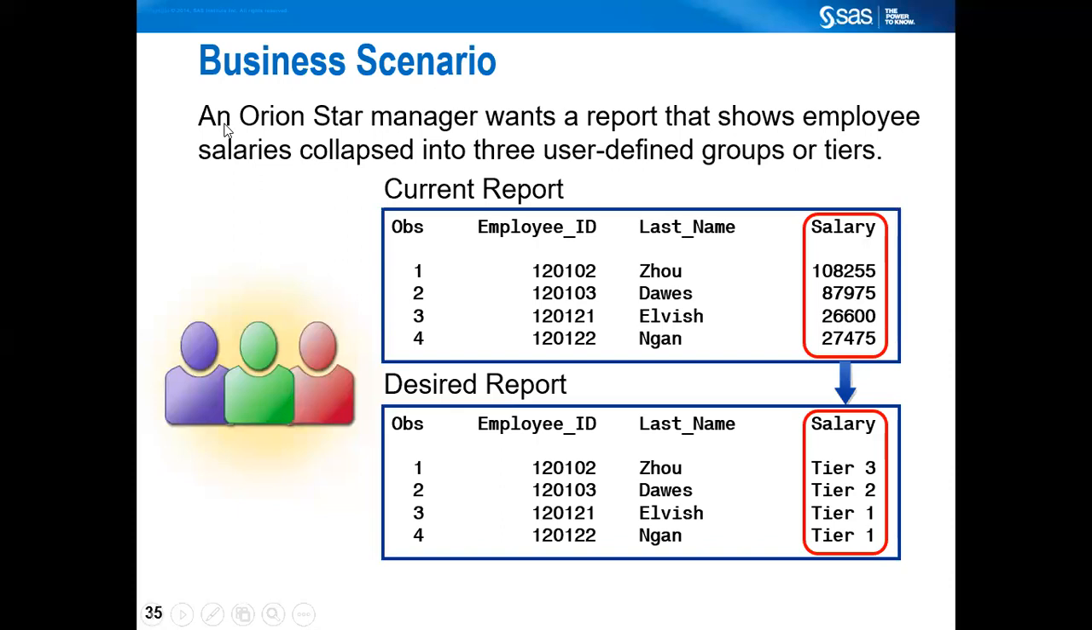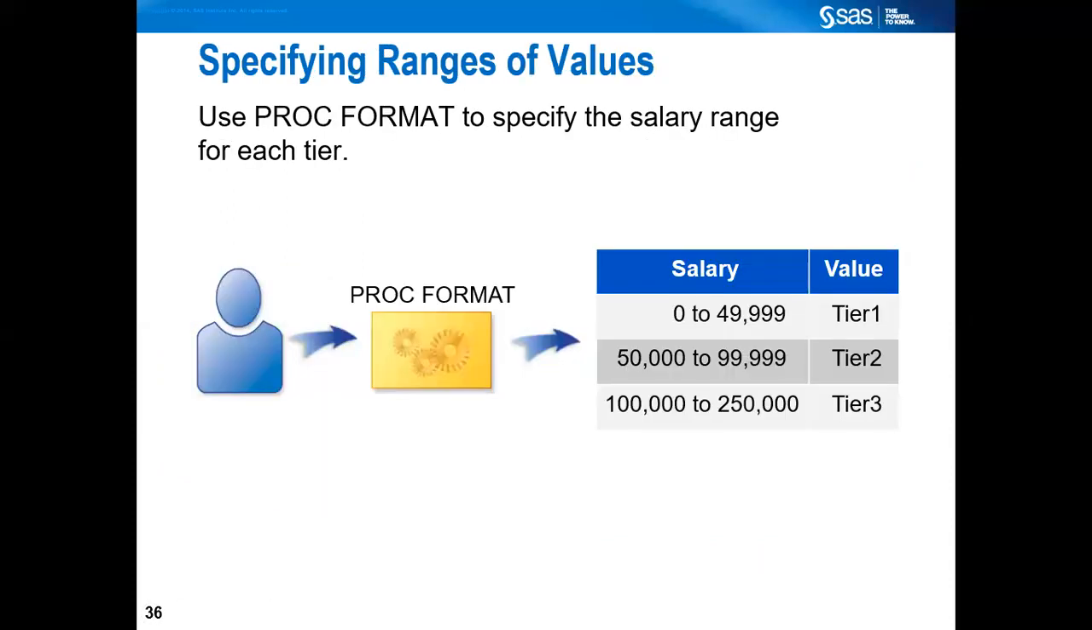Getting it? So the Orange Star manager wants a report that shows employee salaries collapsed or aggregated into 3 user-defined groups or tiers: tier 1, tier 2, and tier 3. The highest salary, more than 1 lakh, falls under the category tier 3, salary between maybe 50 to 1 lakh should fall under tier 2, and the rest should all be tier 1. Okay. So how can we display this data not with discrete values but with your aggregation?